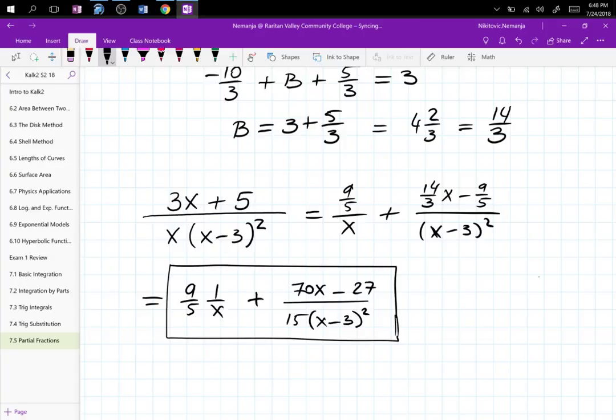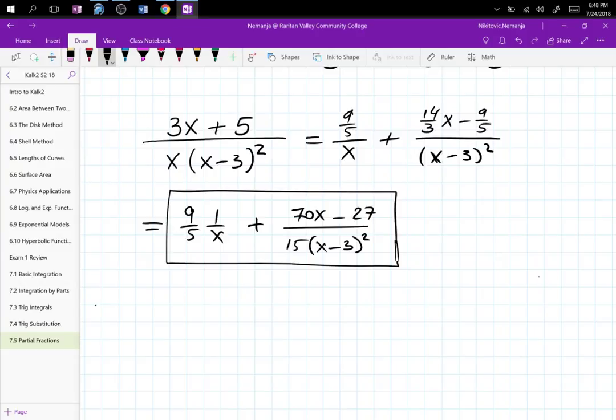Now you would do individual integrals on each one of these, and then good luck with the rest. Right? Partial fraction decomposition.